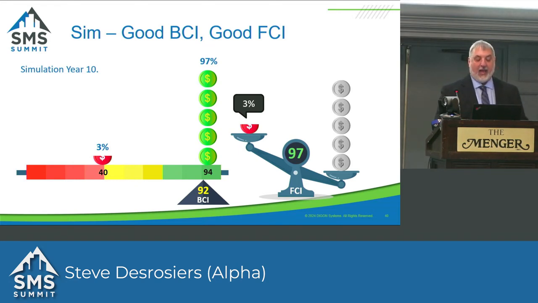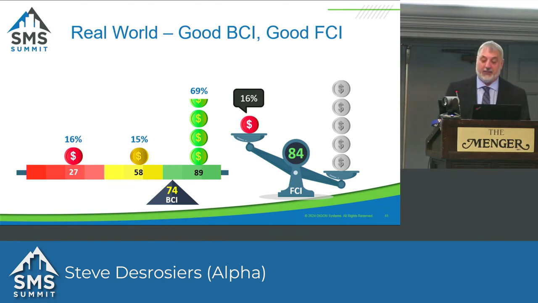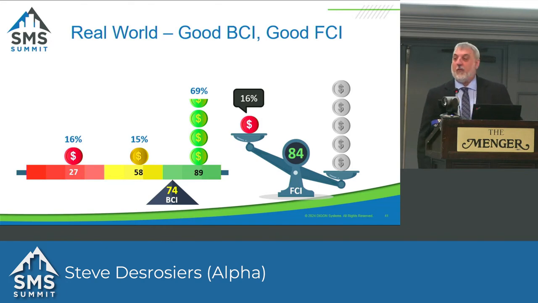It's there a lot. Every new building starts out in this state, so it was real easy to find a real-world building. Here's a real-world building, and I had hundreds to choose from. It has 16% in the red at a score of 27, 15% at 58, and 69% at an 89, which gives us a 74 BCI and an 84 FCI. So we see it is normal. Well, that was not unexpected.